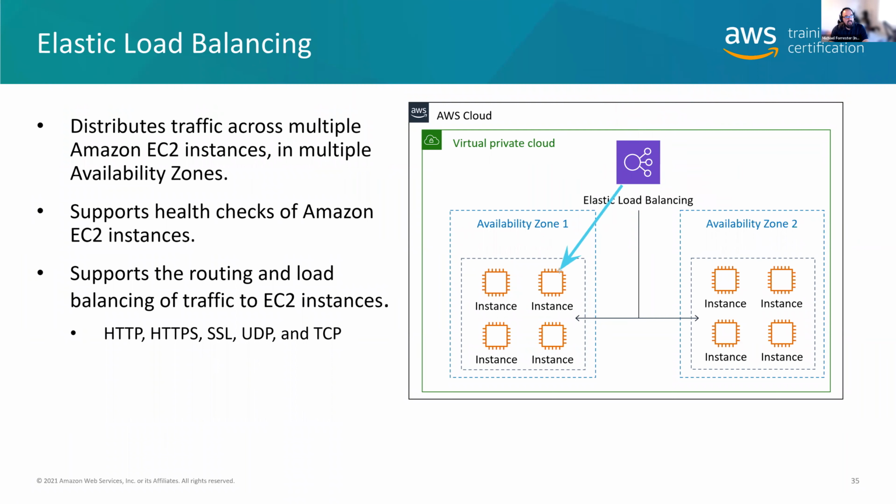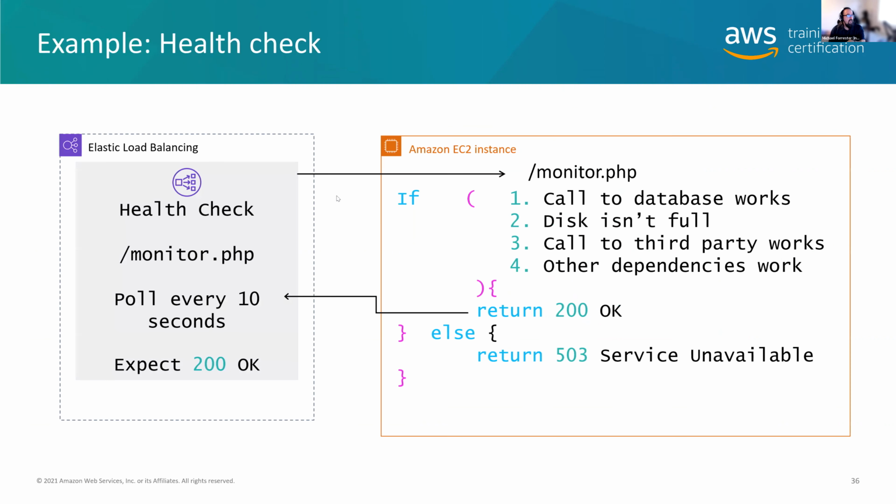So if the load balancer sees that an instance is no longer in play, it will stop sending traffic to it and send that same traffic to another system. And it does this through a health check. So when you write applications, you need to have health checks in your application. And all it is, is an endpoint. As an example, here's a health check where they're hitting monitor.php.